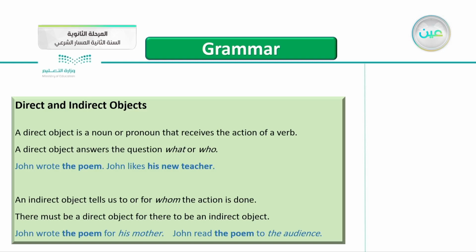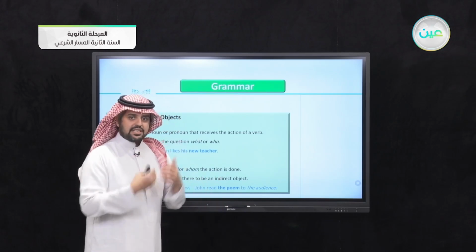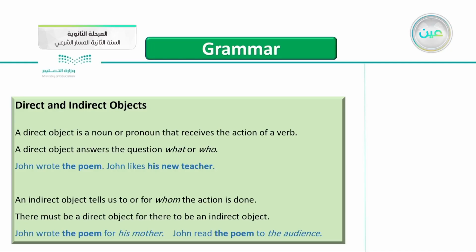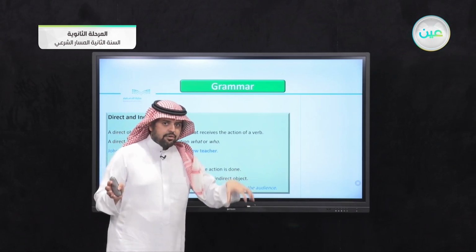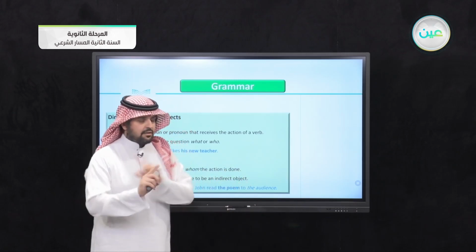On the other hand, an indirect object tells us to or for whom the action is done. There must be a direct object for there to be an indirect object. So wherever there's an indirect object, there has to be a direct object with it, but not vice versa.